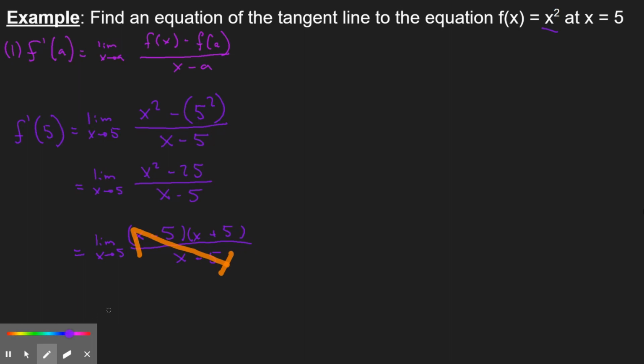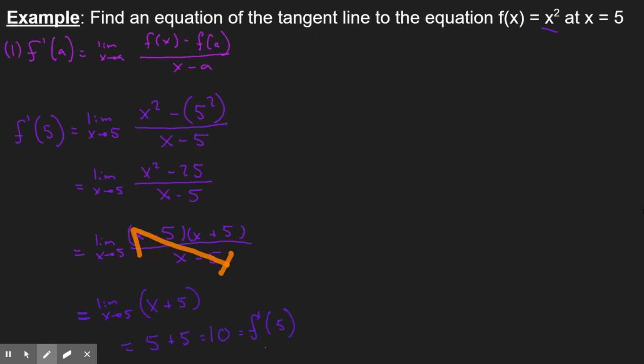So, we now are left with a slightly simpler equation. We're going to say that the limit as x approaches 5 is just going to be x plus 5. So at this point we can take the limit. And all we really need to do is replace our x with a 5. So we have 5 plus 5, which is of course equal to 10. So f prime of 5 is going to be 10.